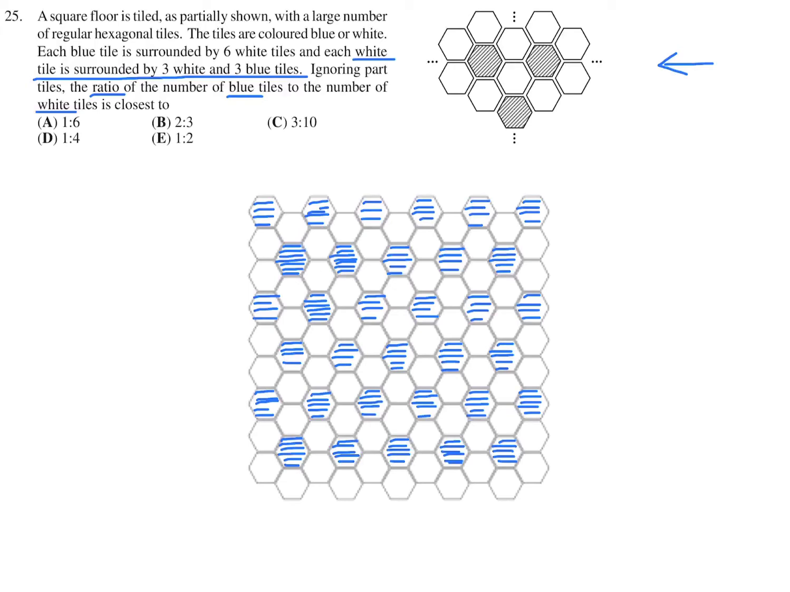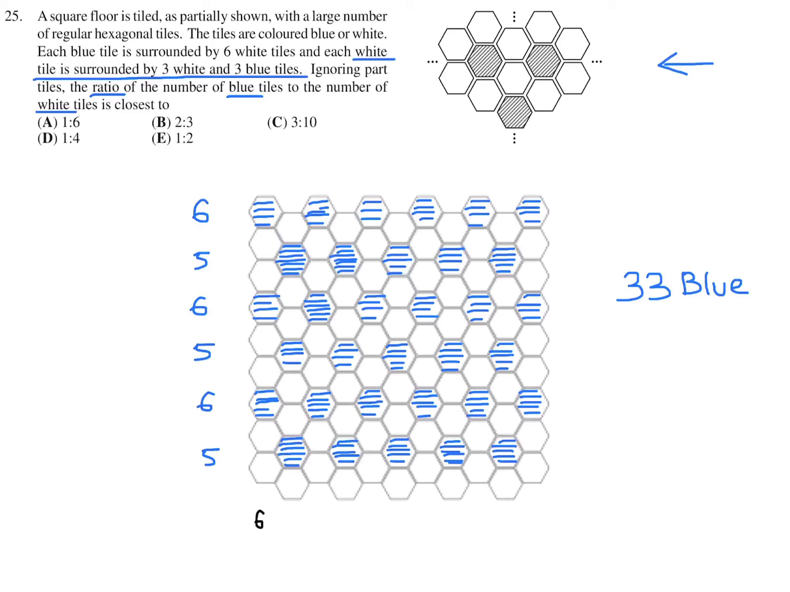So after completing the coloring, let's count how many we have. So this row looks like 6 blue, 5, 6, 5, 6, and 5. So this looks like 11 times 3, 33 blue. And then how about the white tiles? How many are those? I'll label them down here.